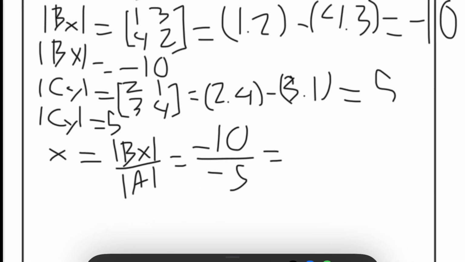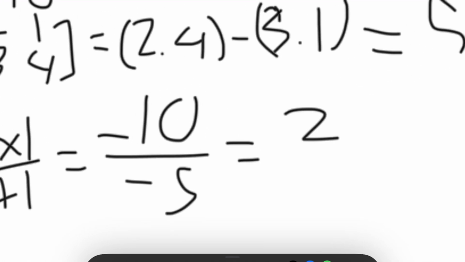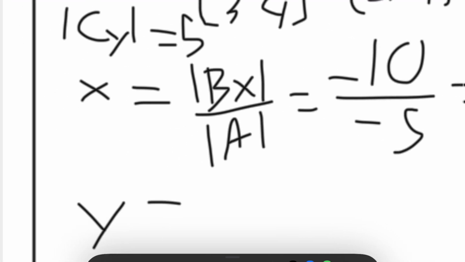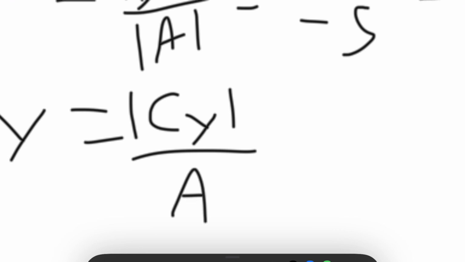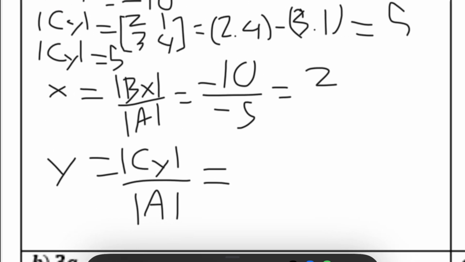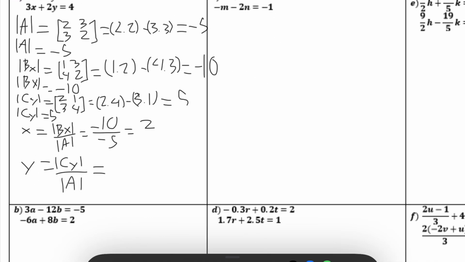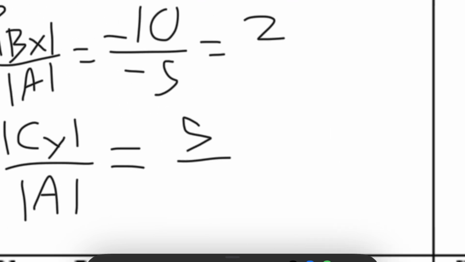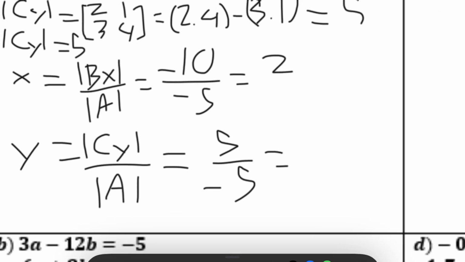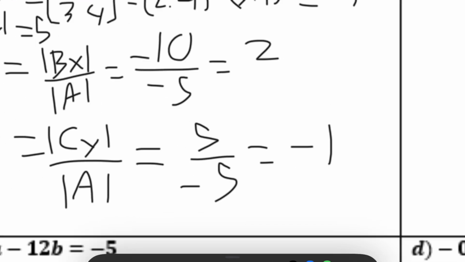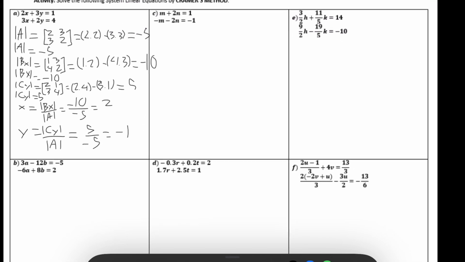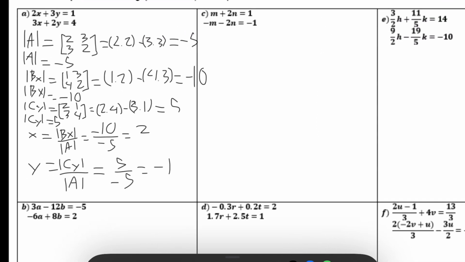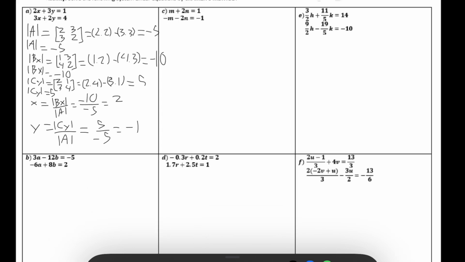This gives us that x is equal to 2. And y, determinant for y divided by our main determinant: determinant for y is 5, and our main determinant is minus 5, so it gives us y equals -1. And this is how you easily solve a linear equation following Cramer's method.